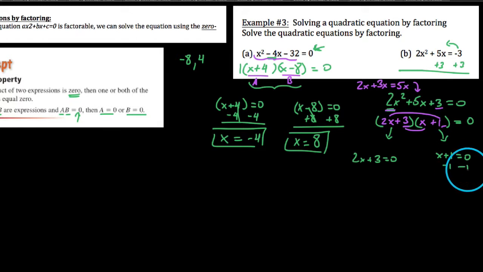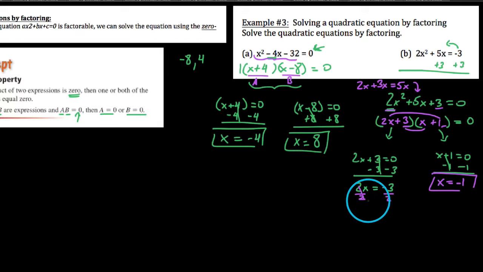Solving this one is pretty straightforward. It's really a one-step equation. We get x is -1. And then here we'll subtract 3 from both sides, we get 2x equals -3, and then we'll divide both sides by +2. So the x value that is an intercept, or solution, here is -3/2. So that's how we use factoring to solve equations. You set it equal to 0 and factor it, and then just set all the individual factors in that product equal to 0 and solve those individually.